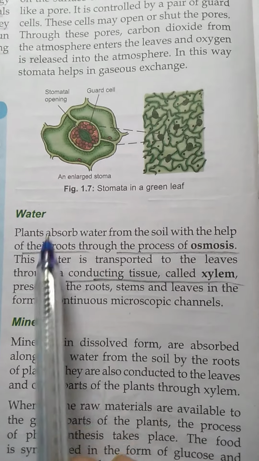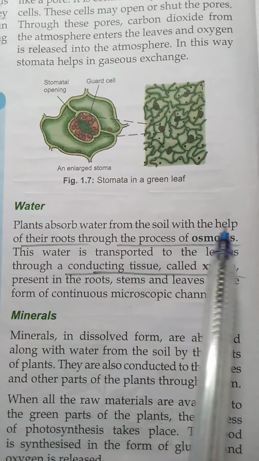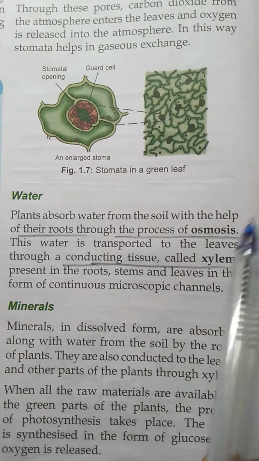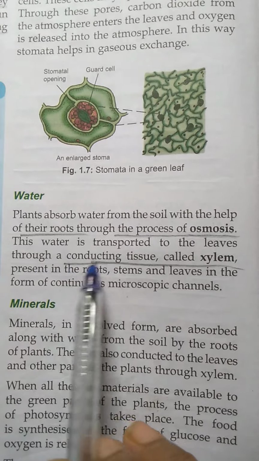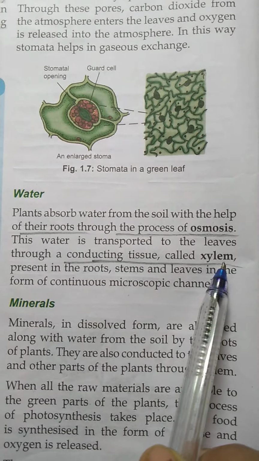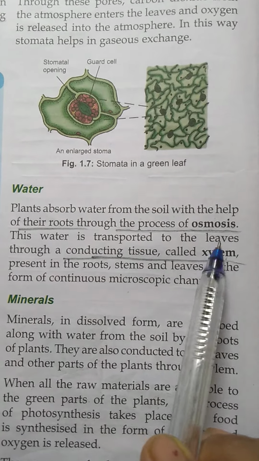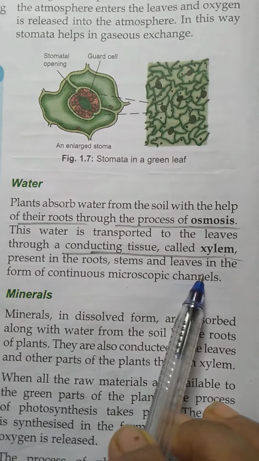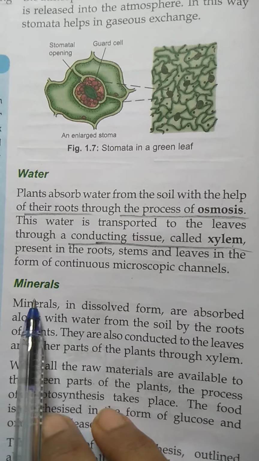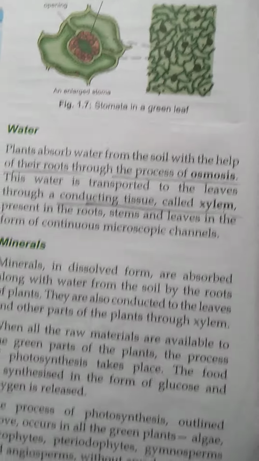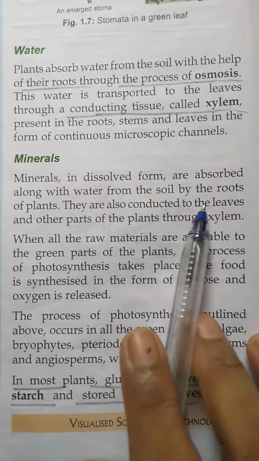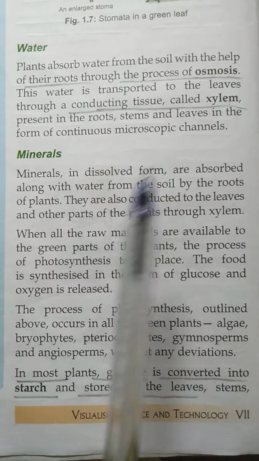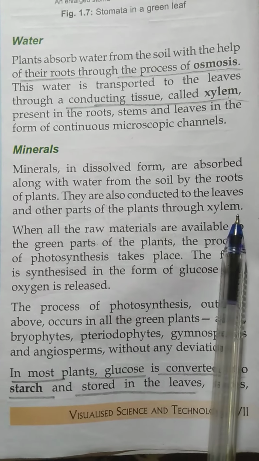Next is water. Plants absorb water from the soil with the help of their roots through the process of osmosis. There is also a conducting tissue called the xylem, that is present in the root, stem and leaves. And next come the minerals. Minerals in dissolved form are absorbed along with water from the soil by the roots of the plants. They are also conducted to the leaves and other parts of the plants through xylem.